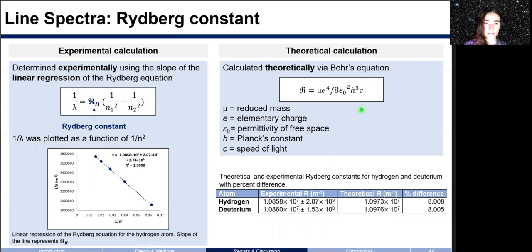And then R was also calculated theoretically using Bohr's equation, which is dependent on the reduced mass of the atom. And the percent difference was relatively small and similar between hydrogen and deuterium. But one limitation of the Rydberg equation is that it does only work for hydrogen isotopes, because they are all one electron systems. So if we wanted to repeat this for a different element, we would not be able to.